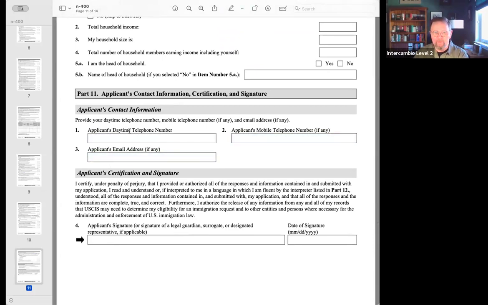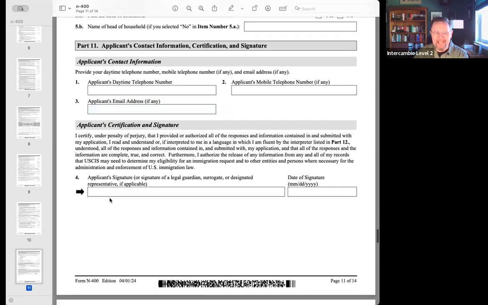Or if you don't have a mobile, you put how they can get a hold of you during the day, and in your email address if you have one. If you don't, put NA. And here is where you actually sign and you certify, and it says under penalty of perjury, which means you're swearing to tell the truth and that everything is true. This is where you sign and you give the date when you mail it in.